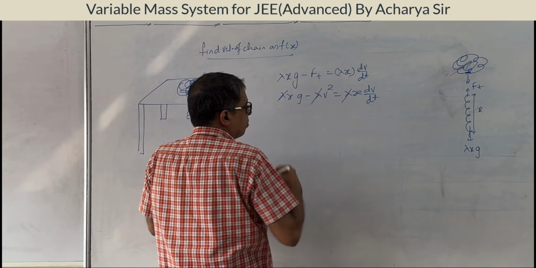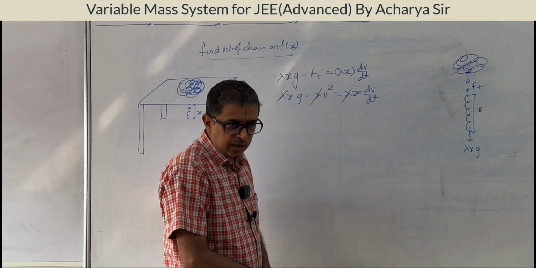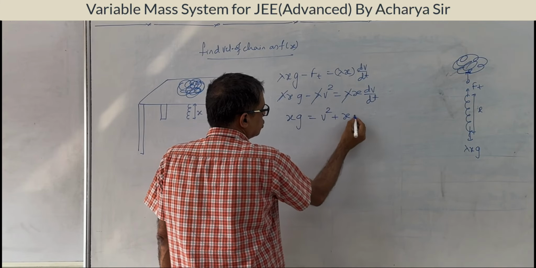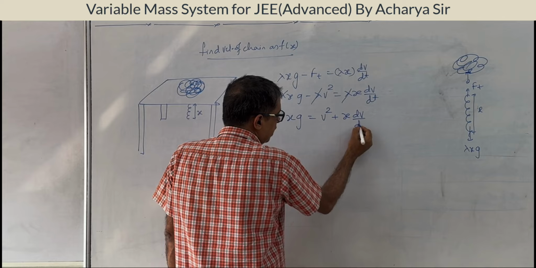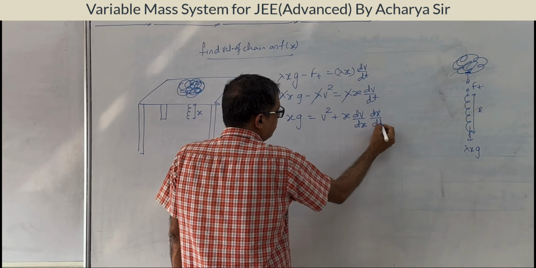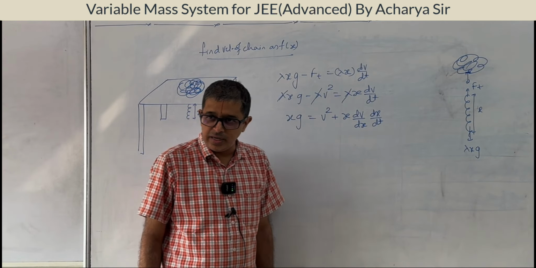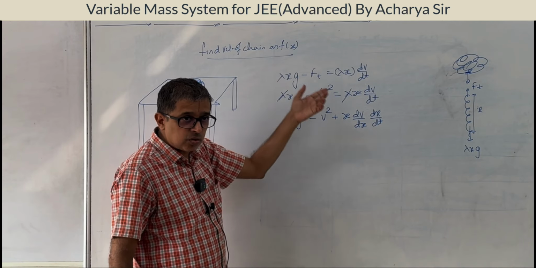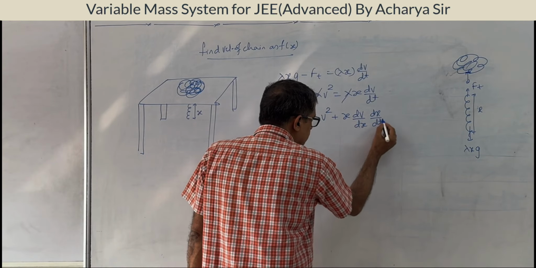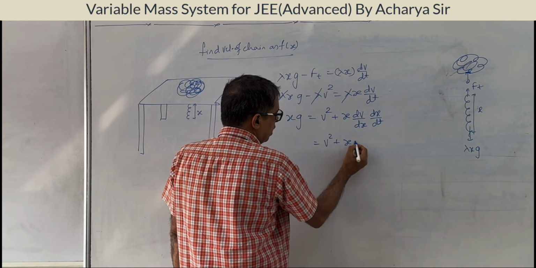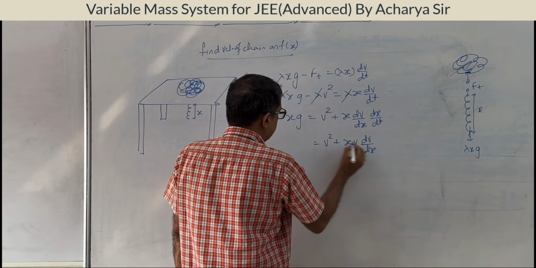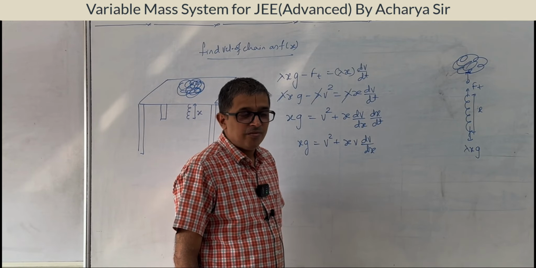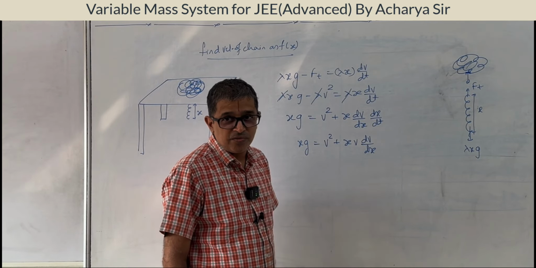I'll help you out to some extent. You can cancel out lambda. If you need some more help, I will go one more step ahead. I will write dv by dt as dv by dx into dx by dt. Chain rule. Why are you doing it? Because you want it as a function of x. So eliminate time. dx by dt will be velocity, so v dv by dx. Find velocity as a function of x.